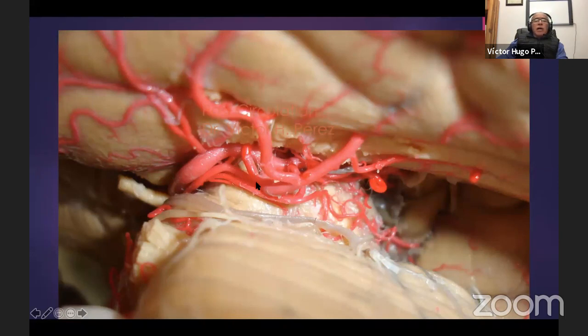And here we have another beautiful branch that is coming most of the time from P2. This is the posterior choroidal artery. We divide it into posterior choroidal, posteromedial and posterolateral choroidal arteries.